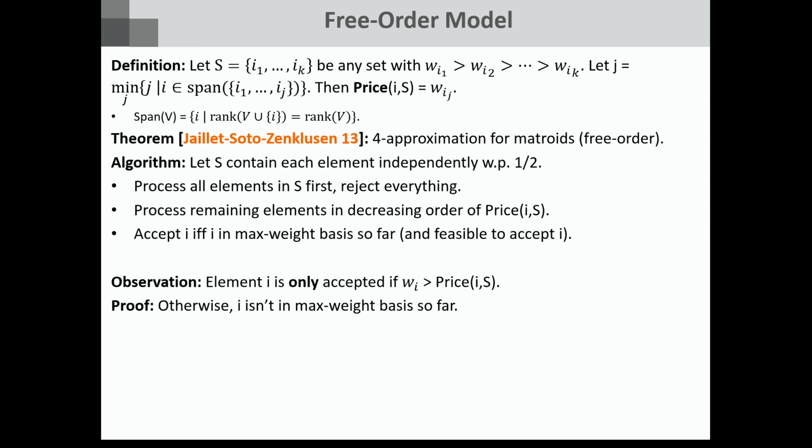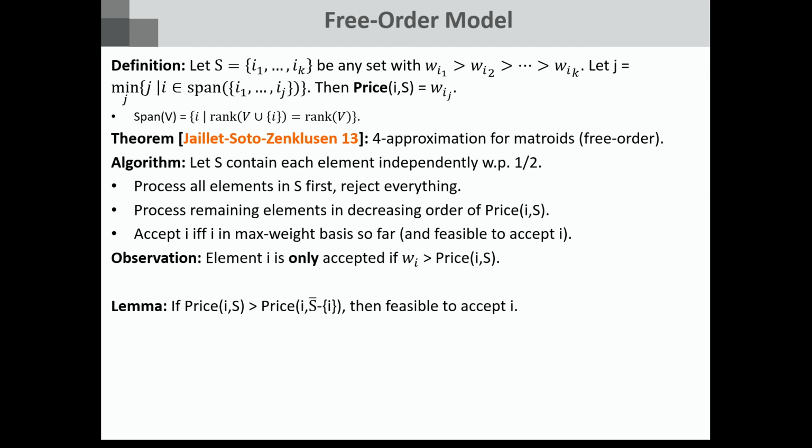Now I'm going to give you one observation and then one proposition, and then we'll prove that the theorem works, the algorithm works. First, let's observe that element I is only accepted if its weight exceeds its price with respect to S. Why is this? If it doesn't exceed its price with respect to S, then it doesn't exceed its price with respect to everything you've seen so far, and therefore it's not in the max weight basis so far. So we can only accept elements that exceed their price with respect to S.